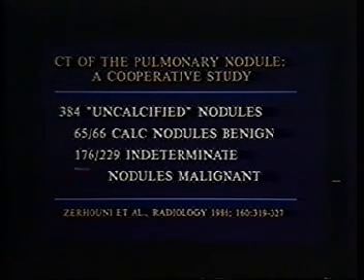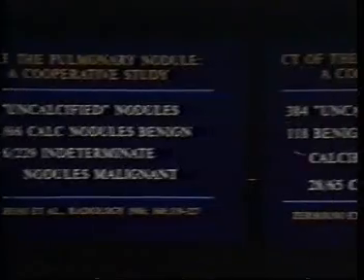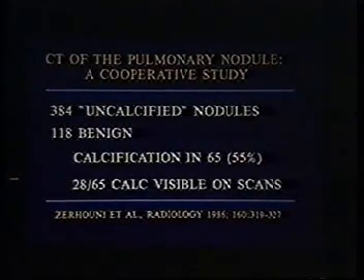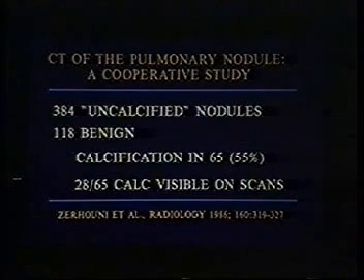One malignant nodule snuck in with significant calcification, but 65 out of 66 were benign, and 176 out of 229 nodules that were called indeterminate because they did not contain recognizable calcium turned out to be malignant. Well, in this series, how important actually was the phantom in making the diagnosis of calcification? If we look at the 118 benign nodules that were in this series, 65 or 55% were calcified.